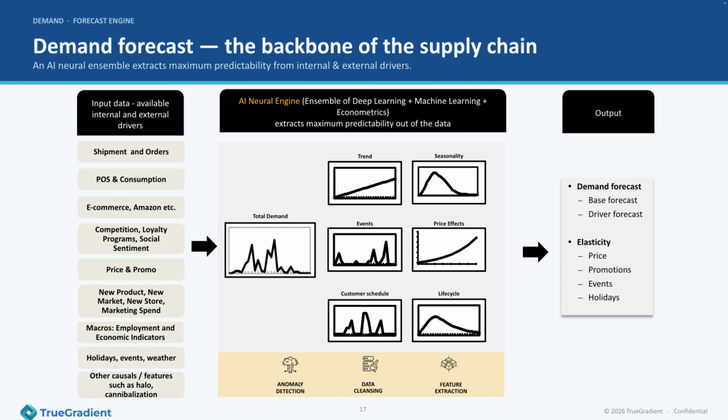To answer this, TrueGradient analyzes both internal and external business drivers such as historical sales, promotions, pricing, seasonality, holidays, market events, weather, product lifecycle changes, and other signals that influence demand. Using these inputs, the platform generates forward-looking forecasts that help planners balance product availability, inventory investment, and business growth. In the next section, we'll understand the different types of demand signals and forecast views available within the platform.